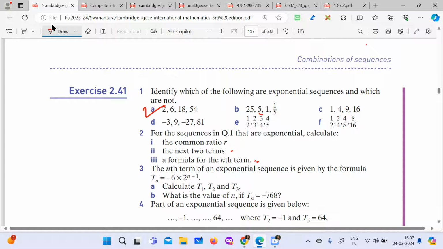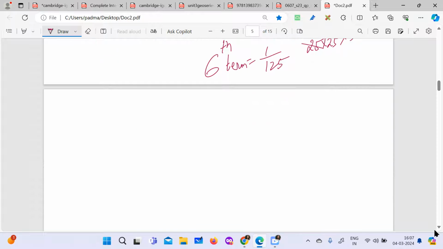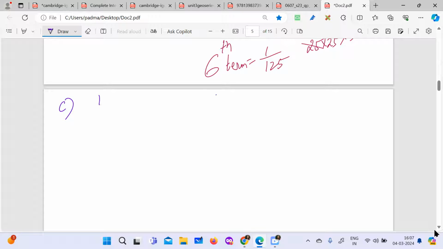1, 4, 9, and 16. Let's see whether this is a geometric sequence or not. 1, 4, 9, 16. So we will find the ratio 4 over 1. Then another ratio is 9 over 4. Another ratio is 16 over 9.